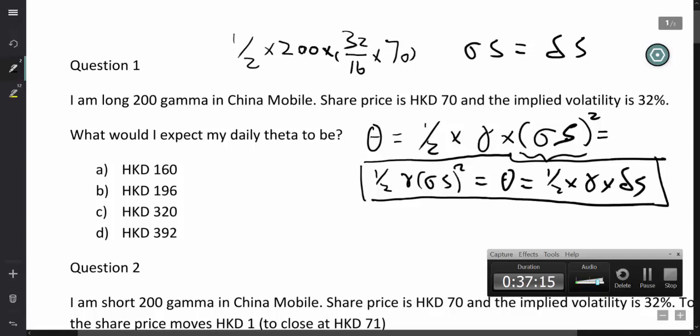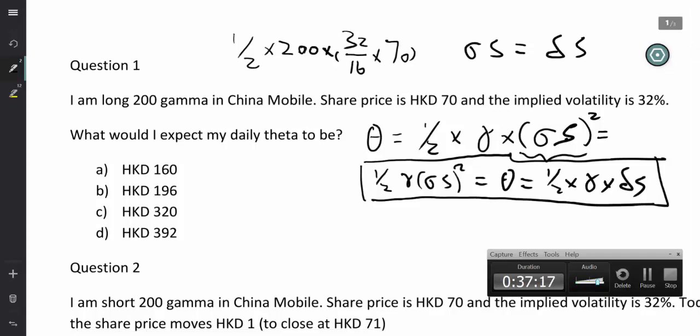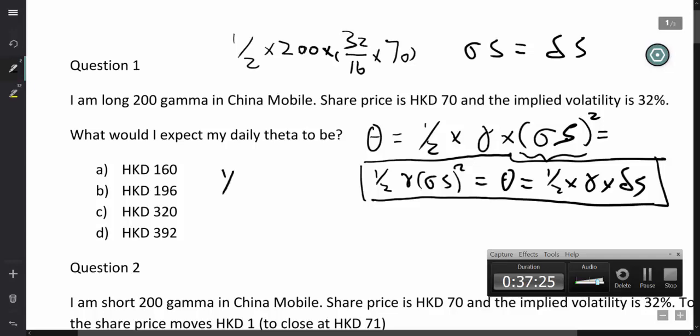Now, 32 is a great number because it divides into 16, it becomes 2, but it's 2%. Yeah, you've got to be careful. So 2% of $70, so a half times 200 is 100. So it's 100 times 1.4, which should be 196. So this is the right answer.